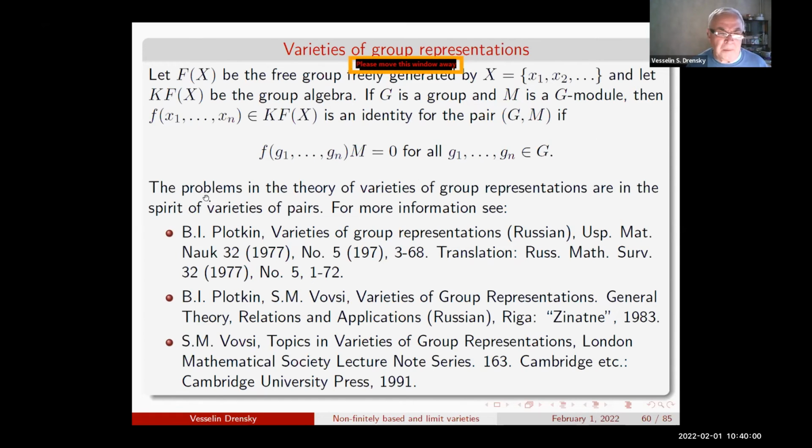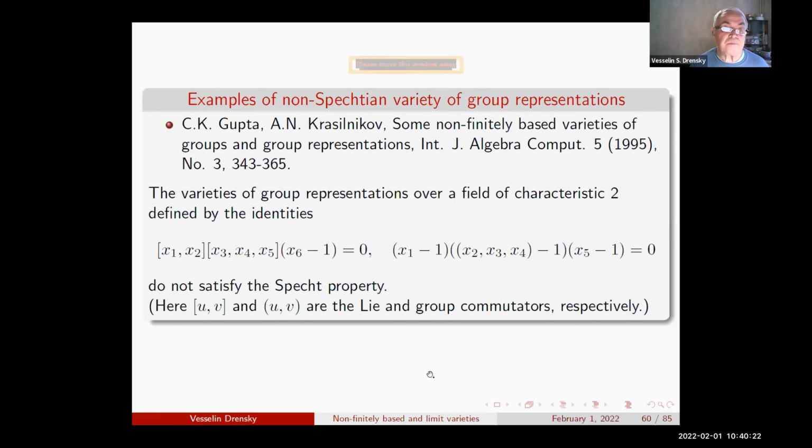There was a lot of activity in the school of Plotkin, Boris Plotkin in Riga. Also, there are books, one book in Russian, one book in English about this. And if you start again about the non-finitely based varieties of group representations, there are examples by Gupta and Krasilnikov. So in characteristic 2, you have two varieties, one satisfying this identity, one satisfying this identity. Here the square brackets are the Lie commutator with usual parentheses. This is the group commutator.